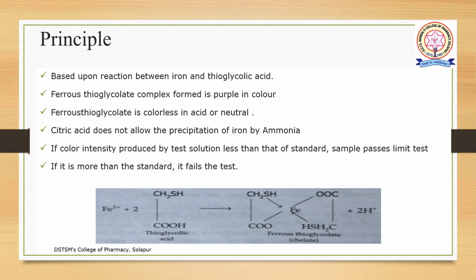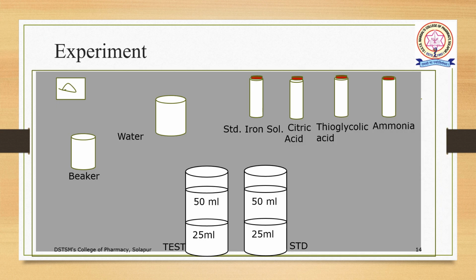This ferrous thioglycolate complex is colorless in acidic or neutral medium, and it is stable in alkaline media, hence ammonia is added. The citric acid will not allow the precipitation of iron by ammonia, because ammonia is going to react with the iron and there will be chelate formation. This chelate formation will be avoided by addition of citric acid. If the color intensity produced in the test solution is less than standard, then it passes the limit test and vice versa. Here again we will check what is happening in the experiment.